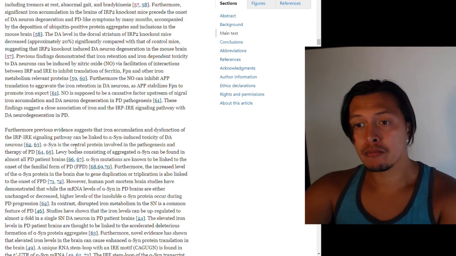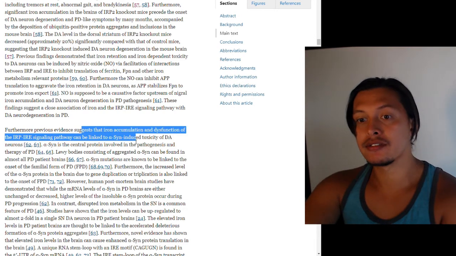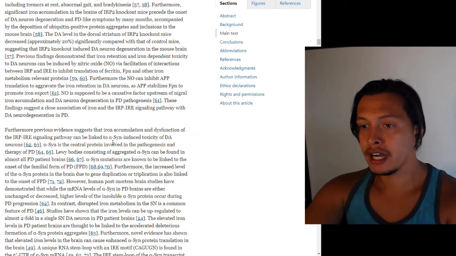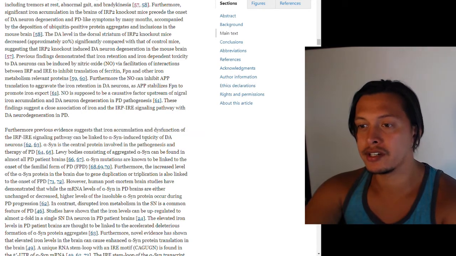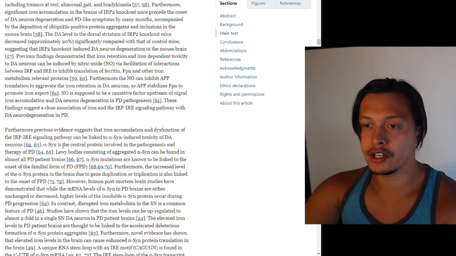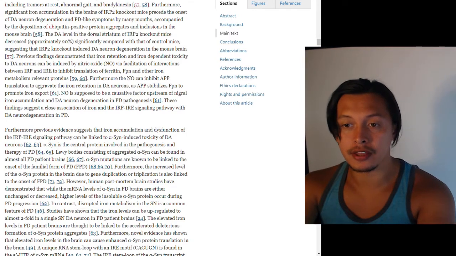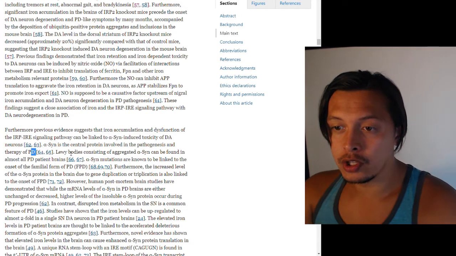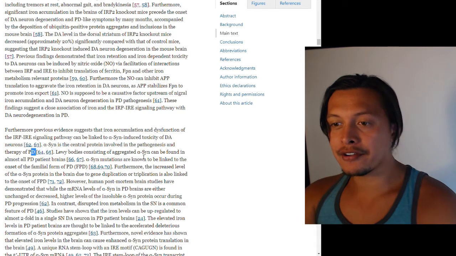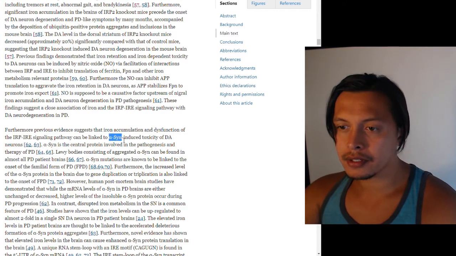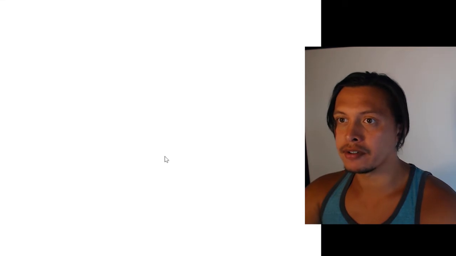Anyways, furthermore, previous evidence suggests that iron accumulation and dysfunction of the IRP-IRE signaling pathway can be linked to alpha-syn-induced toxicity of dopaminergic neurons. So alpha-syn is a central protein involved in the pathogenesis and therapy of Parkinson's disease. So Lewy bodies consisting of aggregated alpha-syn can be found, and I believe alpha-syn is named after senility.